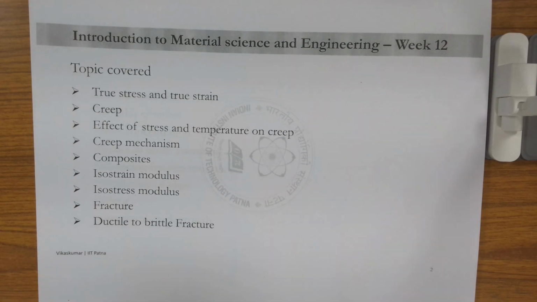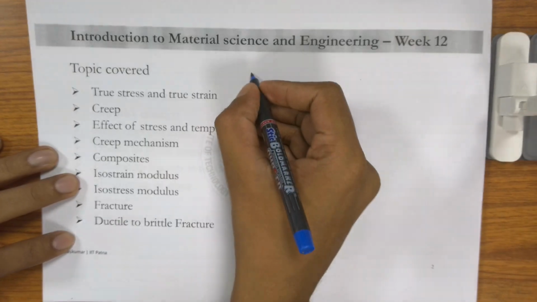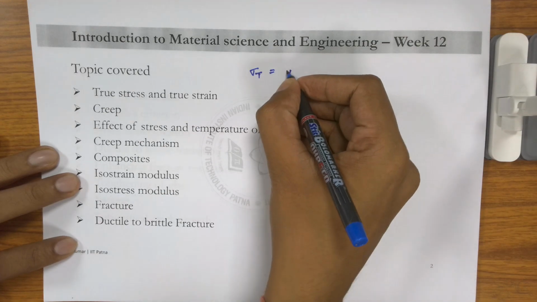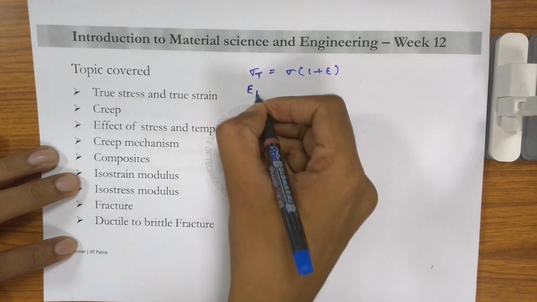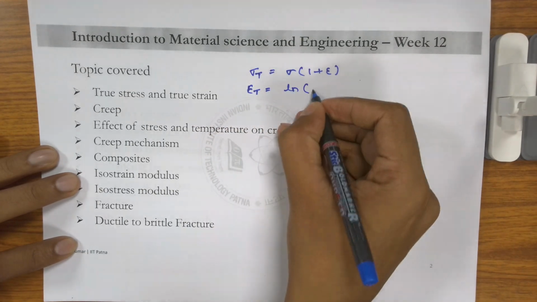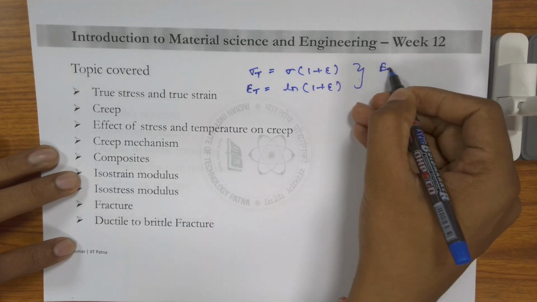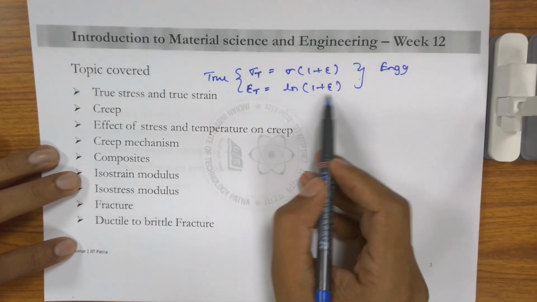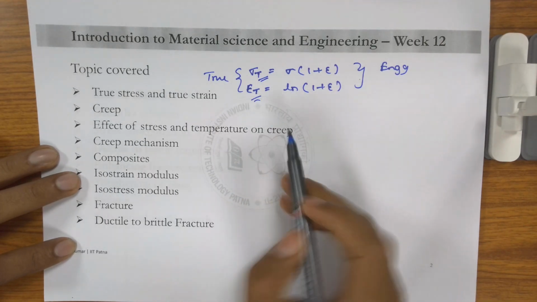Here, we discussed true stress and true strain, and how we can calculate them from the engineering stress and engineering strain. For example, true stress is given by the engineering stress times 1 plus engineering strain. Similarly, true strain is given by the log of 1 plus engineering strain. On the right hand side, we see only the engineering terms, and on the left hand side, the true terms. If someone knows the engineering stress or engineering strain, they can directly find the true stress and true strain from that.